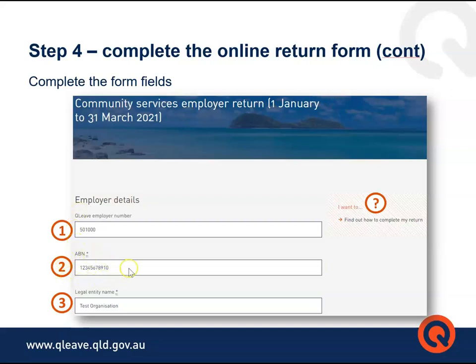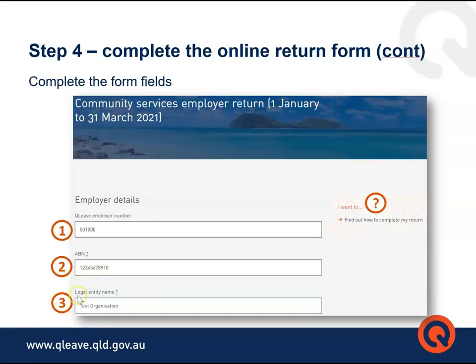For the ABN field, please enter your organisation's 11-digit ABN. This will be the same ABN that you use to name your spreadsheet. Please don't use any spaces between the digits. If you have more than one ABN for your organisation, you'll need to submit a separate return and spreadsheet.